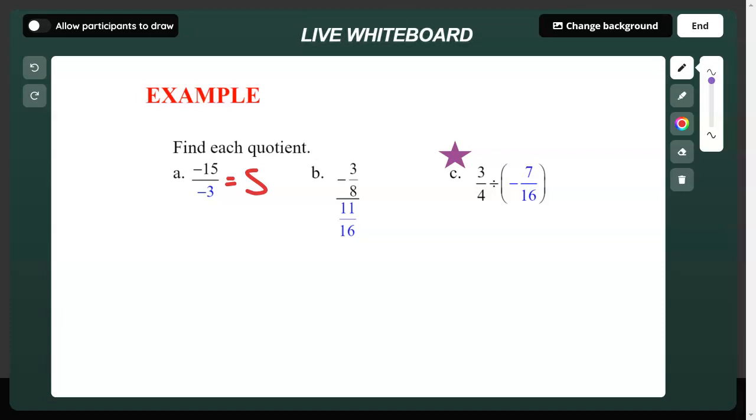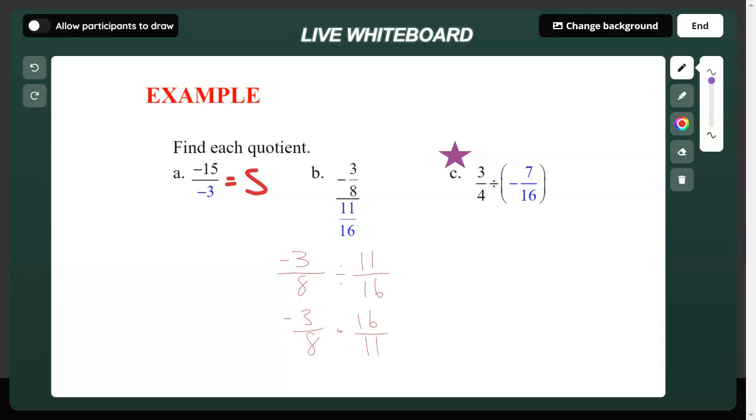Okay? Fraction is division. So we have negative 3/8 divided by 11/16. Okay? It's division. So I can rewrite it as multiplication. First number stays the same. Division becomes multiplication, and 11/16 becomes 16 over 11. And then we can multiply.